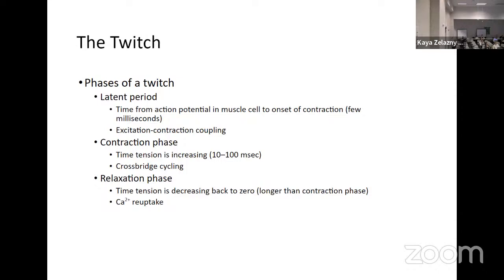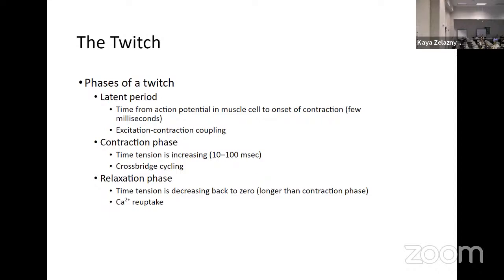There are phases to a twitch, so phases of this response to the action potential, to this depolarization. So first we have a bit of a latent period. So it takes a little bit of time for that action potential to get to the muscle cell and then actually see contraction in the muscle cell. And this is partially because that excitation contraction coupling takes some time, right? So we have to have our action potential come down the motor neuron. We have to release the acetylcholine. We have to receive the acetylcholine.